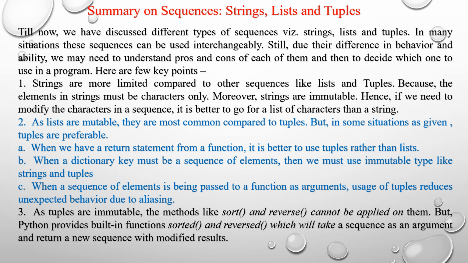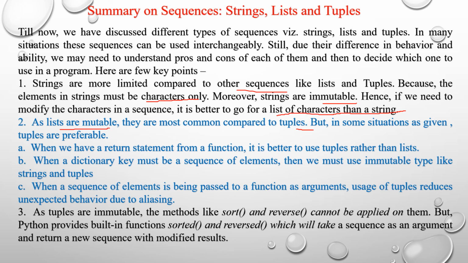Strings are more limited compared to other sequences like lists and tuples because the elements in strings must be characters only. Moreover, strings are immutable. Hence, if we need to modify the characters in a sequence, it is better to go for a list of characters than strings. The next key point is, as lists are mutable, they are more common compared to tuples, but in some situations tuples are preferable.